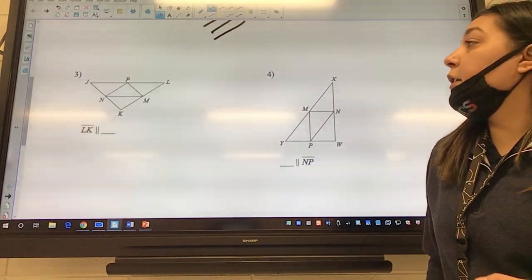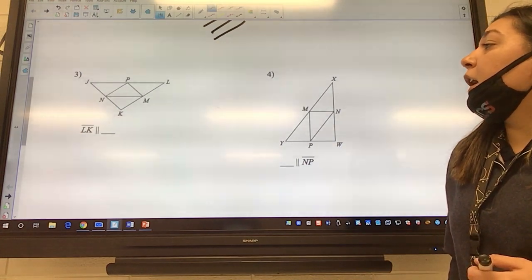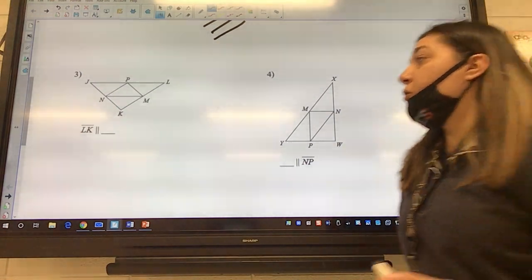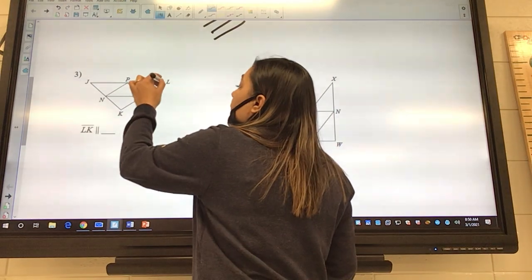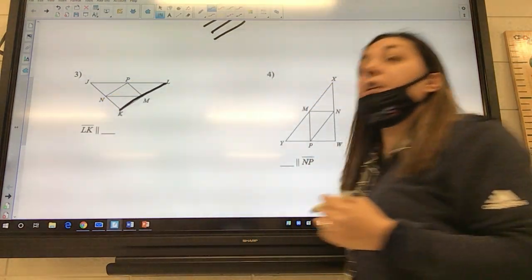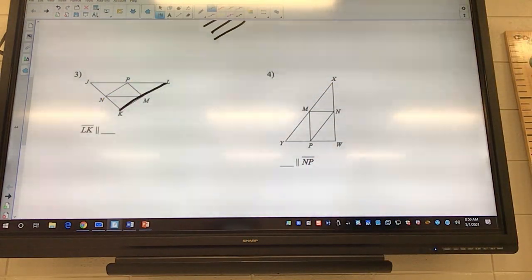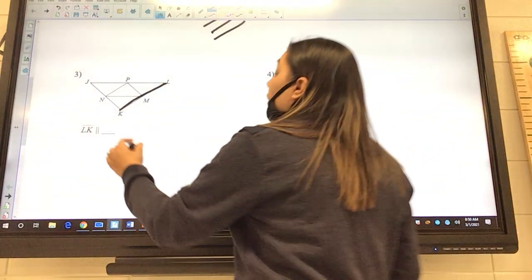Number 3. Whatever, you guys know what I meant. Okay, LK, so first find LK. Okay, so LK is here, so we need something parallel, and so what's going to be parallel? PN or NP.